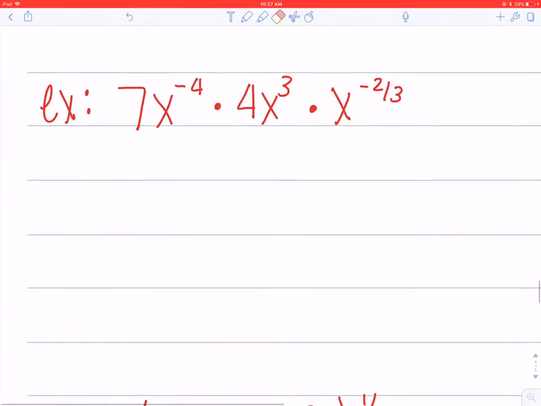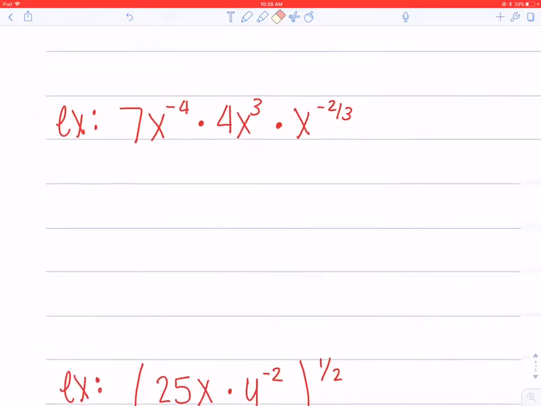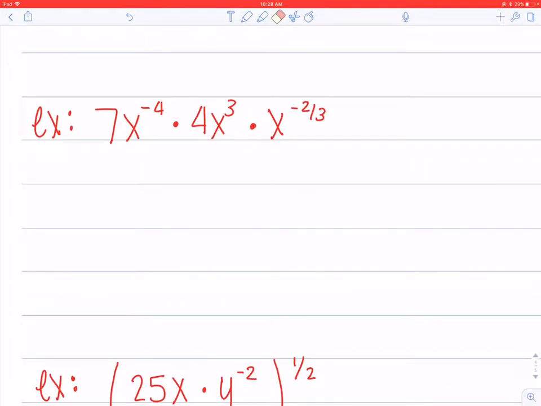Okay, the third one, I've got a string of exponents. So this is just a whole bunch of product rules because I've got a whole bunch of things being multiplied. And again, PIMA says that if you've got things being multiplied, you're going to add the exponents. Well, I'm only adding the exponents of the like bases.